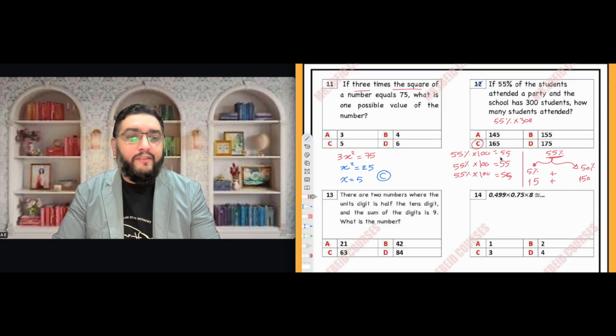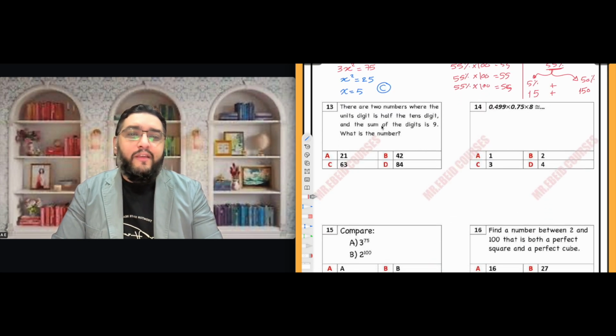Also, if you add 55 plus 55 plus 55, it will be 165. If you calculate 55% times 300, it will be the same answer, which equals 165, which is C. Move to another question.